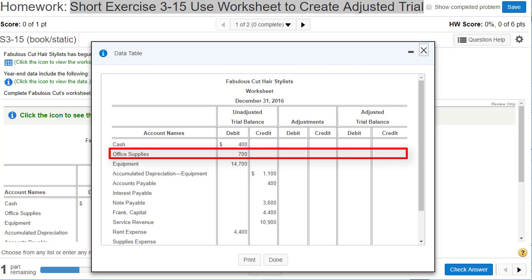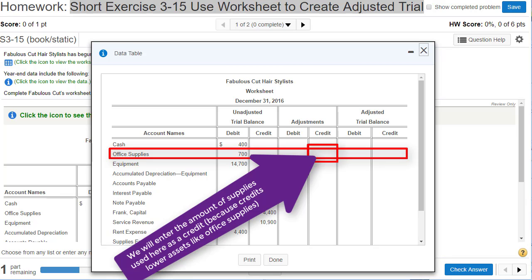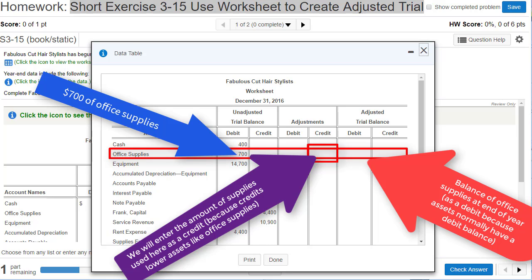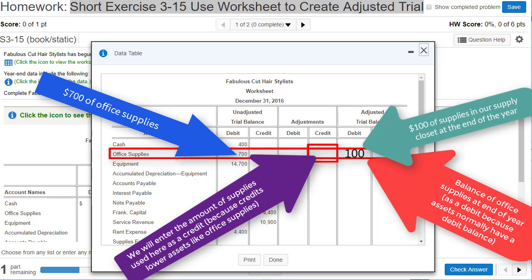So at the end of the accounting period, such as December 31st, we'll calculate how much office supplies have been used. We'll use that amount to lower the office supplies account in the adjustments column. Then we'll place the balance of office supplies on hand in the adjusted trial balance columns. For example, our office supply account says we have $700 of office supplies. But let's say we count them up at the end of the year and we find we only have $100 of office supplies. That's just a random number I chose. It has nothing to do with this homework problem.